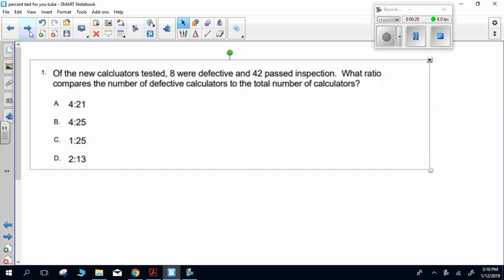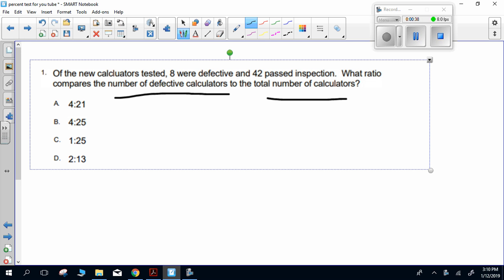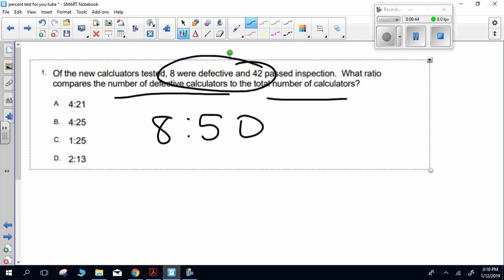Thank you. Question 1. Of the new calculators tested, 8 were defective and 42 passed inspection. What is the ratio that compares the number of defective calculators to the total number of calculators? So I'm going to be doing an 8 to 50 ratio because it's asking me for the total. Then I need to simplify that. Each of these can be divided by 2. So the correct answer is B, 4/25.